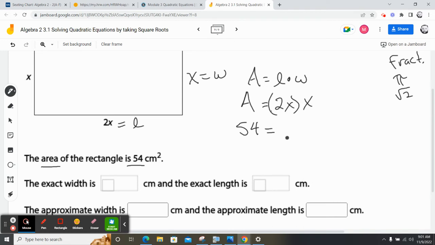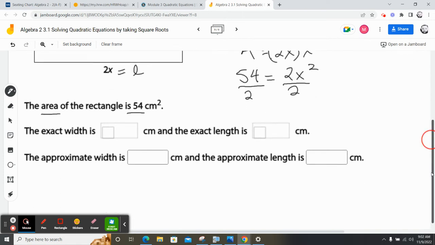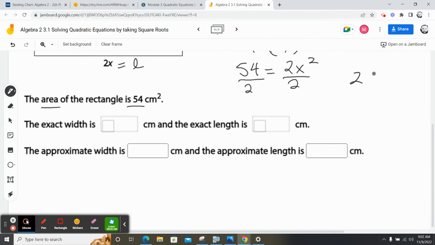Does anybody know? No, you're multiplying. Yep, 2x squared. Hey, that's quadratic. So now what do I do to solve this? Divide by 2. I'm going to just toss this over here. Well, let me scroll down. So you get 27 is equal to x squared, right? Because the 2's cancel. Now what?